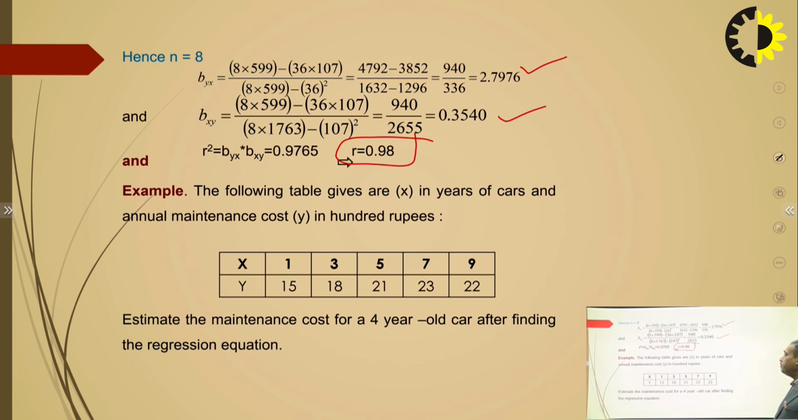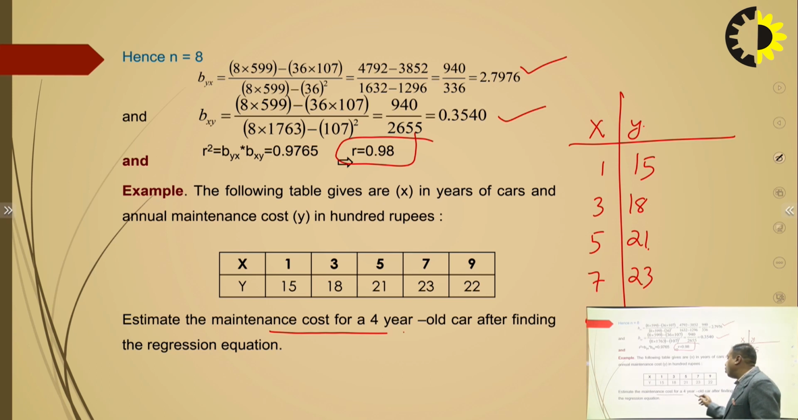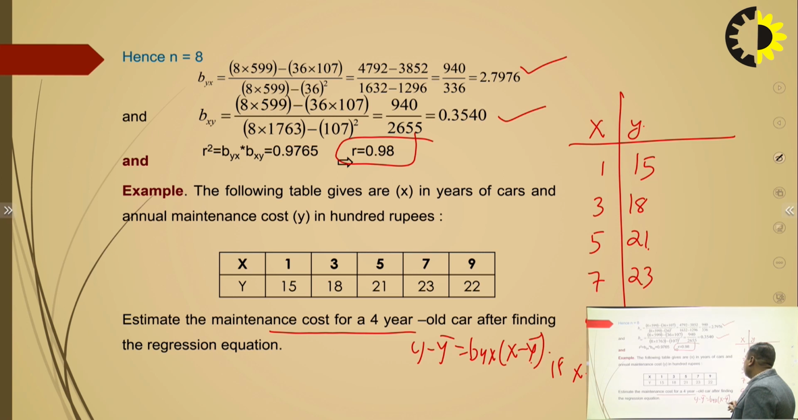The following table gives the values of x, the age of cars in years, and y, the maintenance cost in hundreds of rupees. These are the example values: x is 1, 3, 5, 7, 9, and y is 15, 18, 21, 23, 22. How much is the maintenance cost? That means we have to use the relation y minus y bar equals byx times x minus x bar, so we have to find the values of x and y.